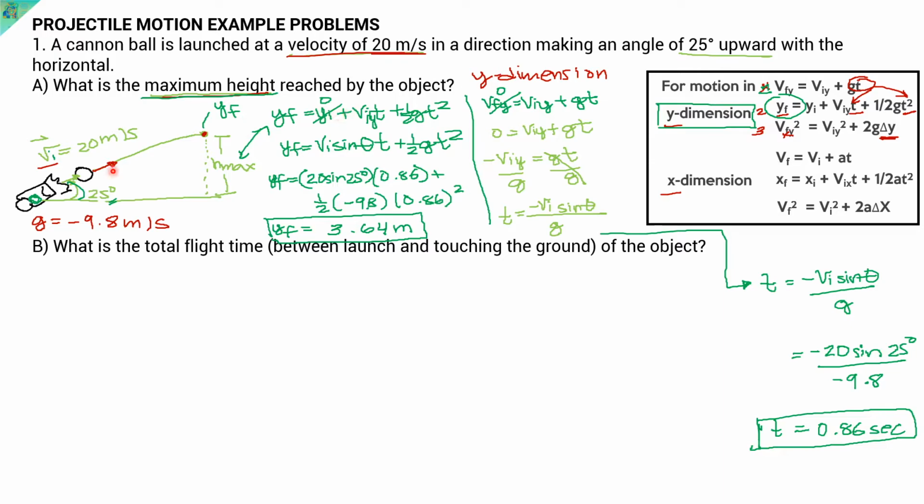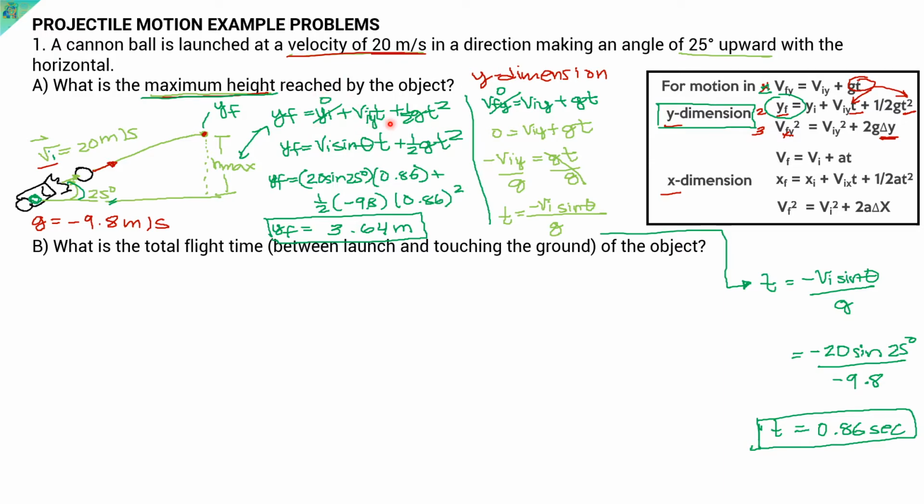Because the cannonball started at the horizontal, which means that it is on the ground first before it is propelled at that part there. Okay, so that is why y initial is 0.